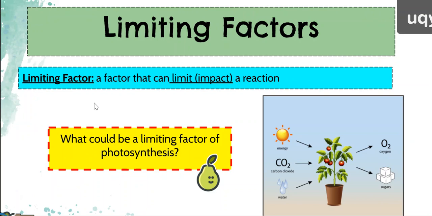So, in a reaction, there are limiting factors. This means you need enough of the ingredients in order to make the reaction happen. If you compare this to baking a cake, if you don't have the eggs to make the cake, then you can't make the cake. This is a limiting factor. So think about our equation for photosynthesis. What might limit a plant's ability to do photosynthesis?